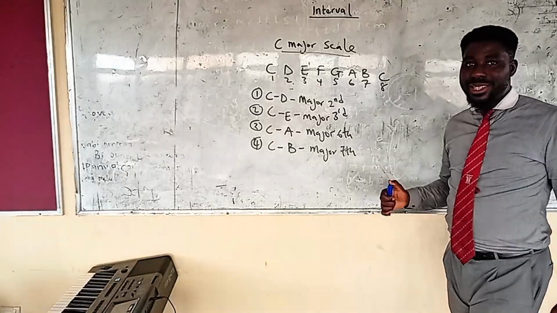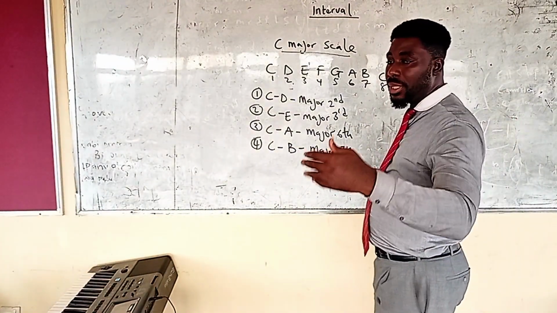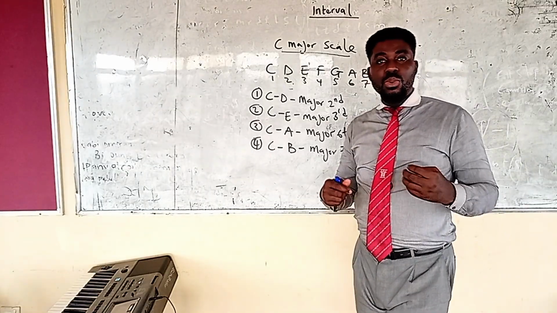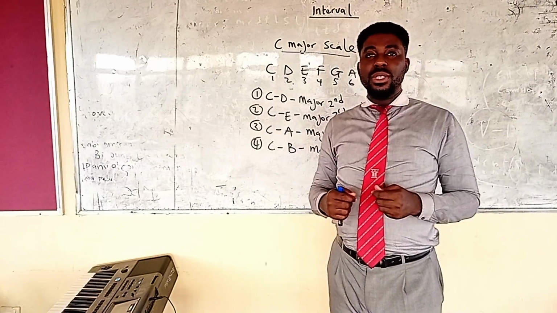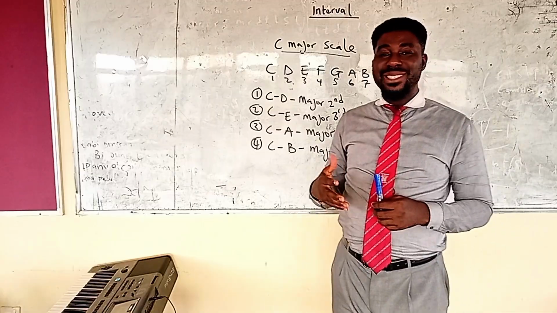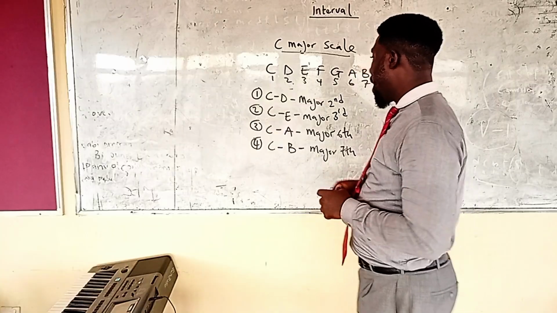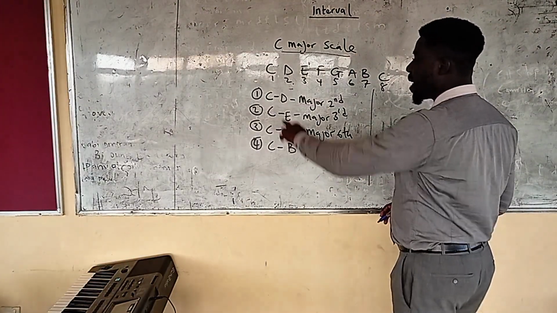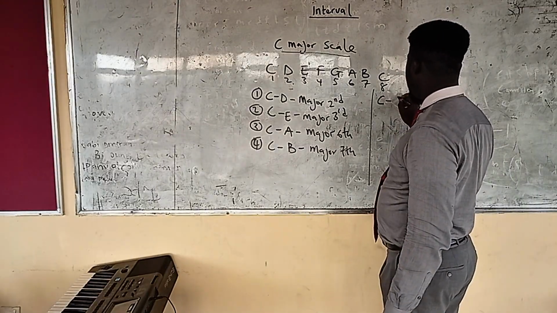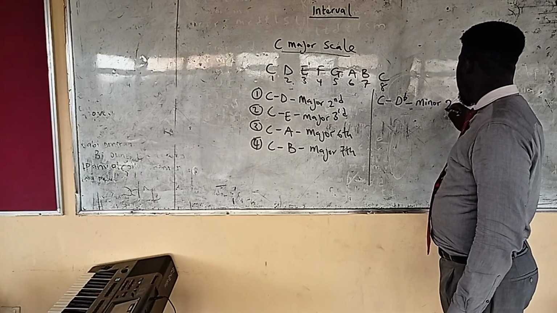Now for you to get your minor, what you just need to do is to flatten. When you flatten the major, it becomes minor. That means you reduce the major by a semitone. To reduce, we are going to be making use of the accidental called flat. It's used to reduce by a semitone. So now we are going to be having our minor. We are going to be flattening the D. So it's now going to be C to D flat, which is minor second.